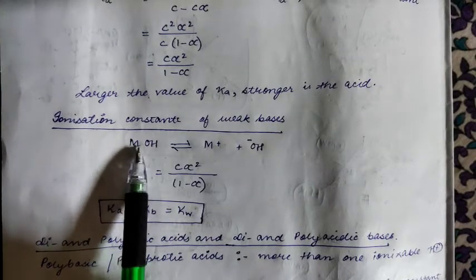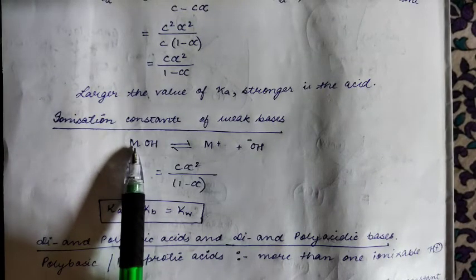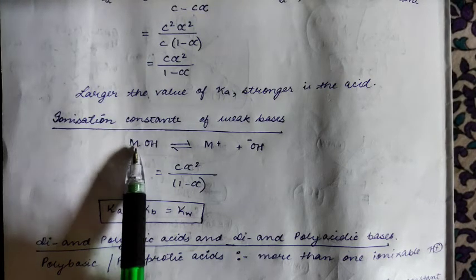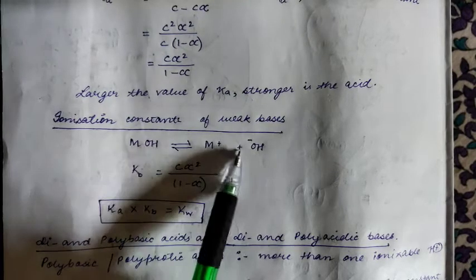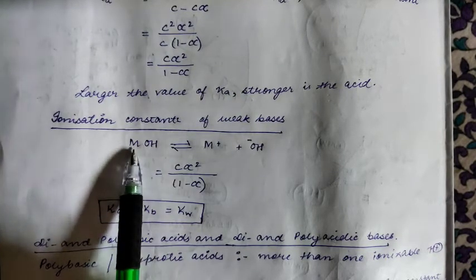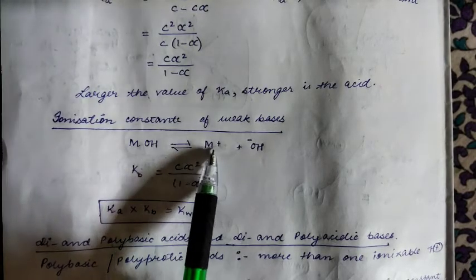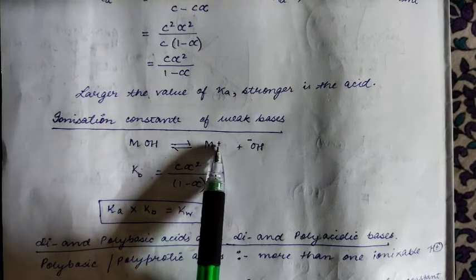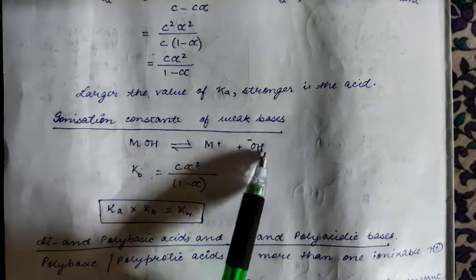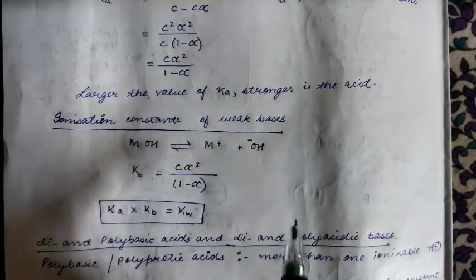M is any metal. For example, sodium hydroxide: sodium is a metal and it is denoted by M. This is actually a generalized reaction, you can put any metal for M. Now this metal will get ionized, positive, and the hydroxyl has a negative charge, so it is OH minus.